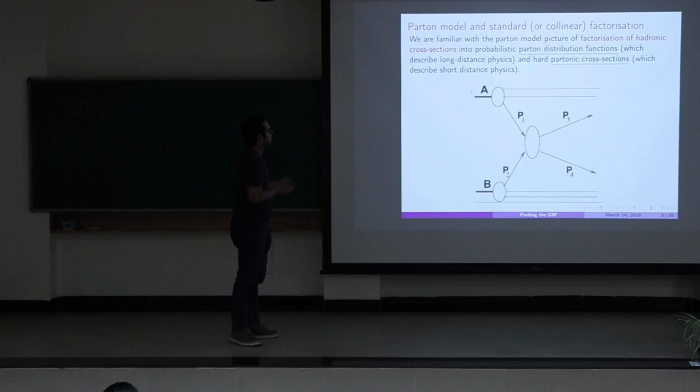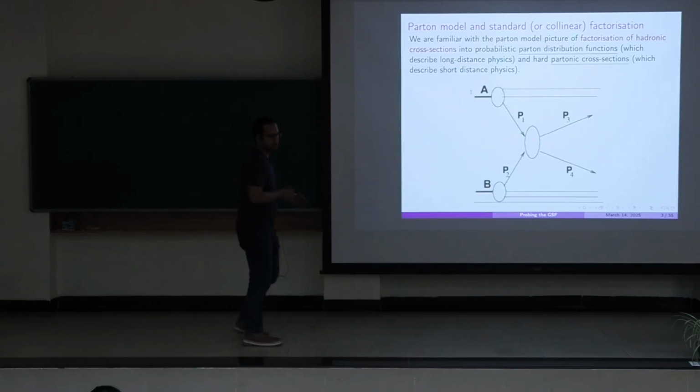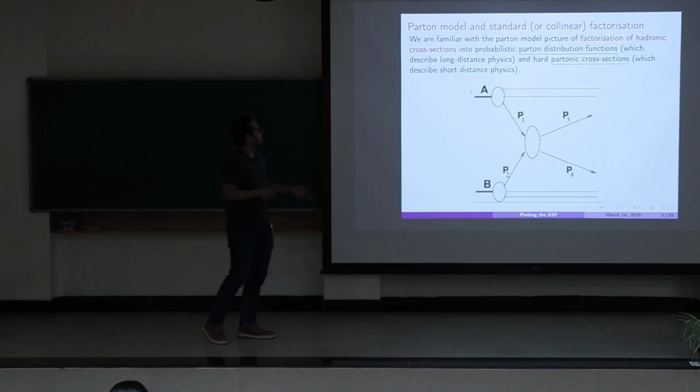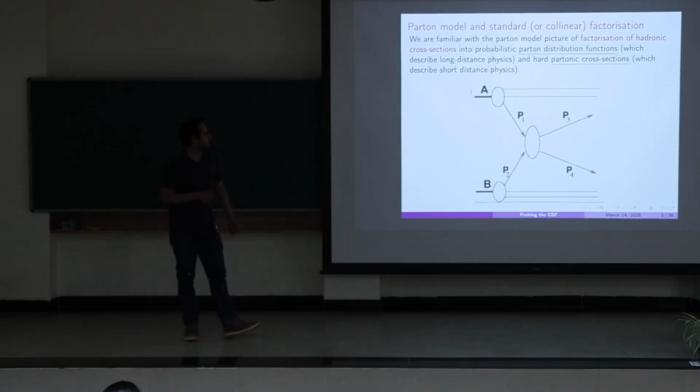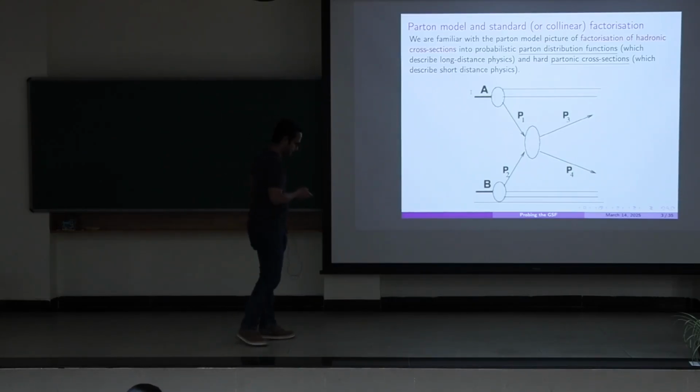So we are all familiar with this parton model picture of factorization of hadronic cross sections. You have a hadron-electron or a hadron-hadron cross section. It has been shown that you can factorize the cross section into a partonic hard scattering cross section, and probabilities essentially of finding a particular parton of a particular flavor inside a hadron. These probabilities are effectively PDFs, at least at leading order.